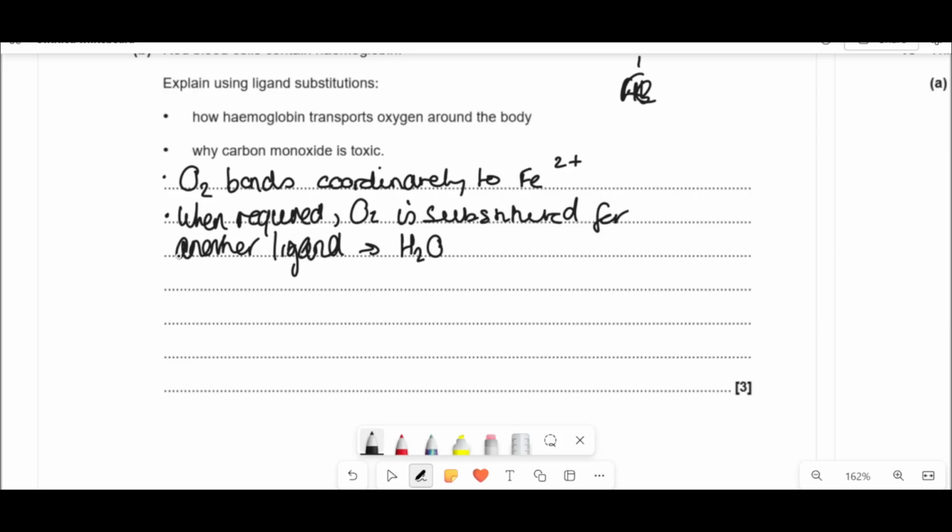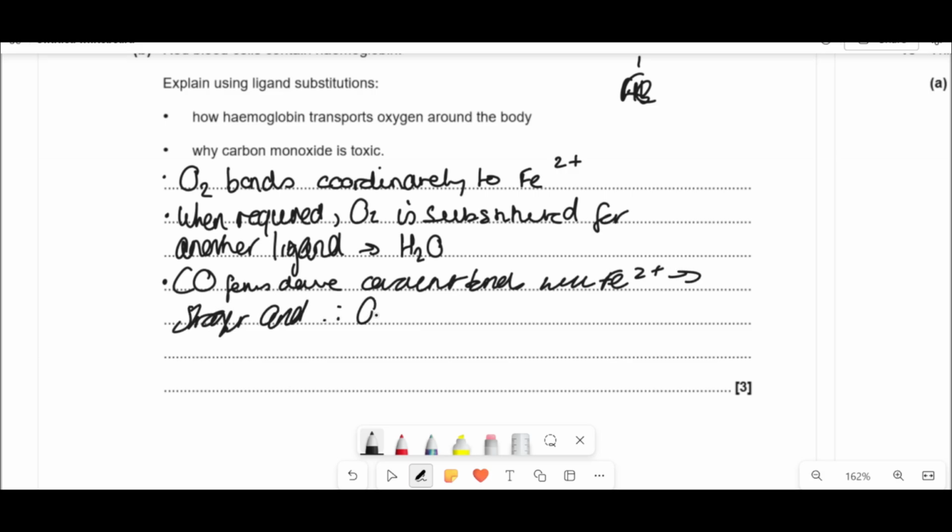And then it says, explain why carbon monoxide is toxic. Well, CO forms dative covalent bonds with the Fe2+, but this is stronger and therefore isn't displaced or substituted. Therefore, hemoglobin can't carry oxygen.